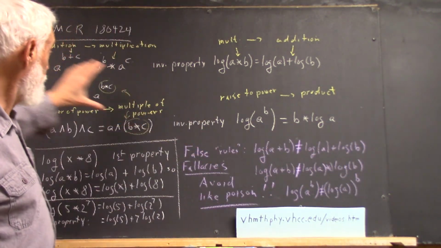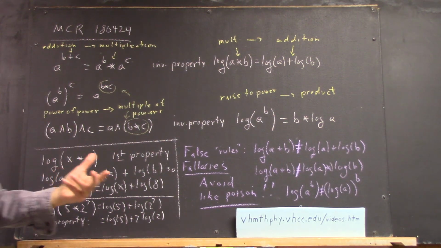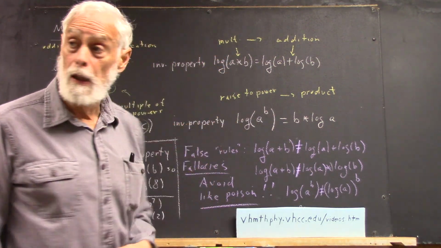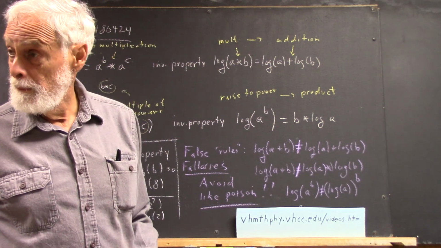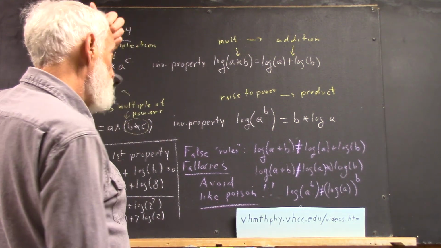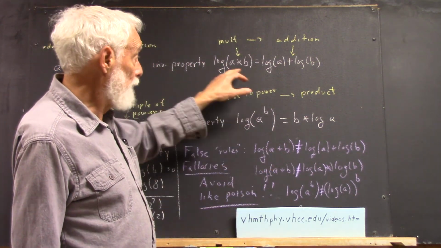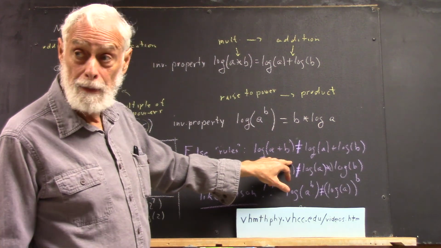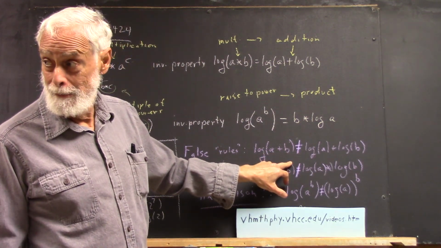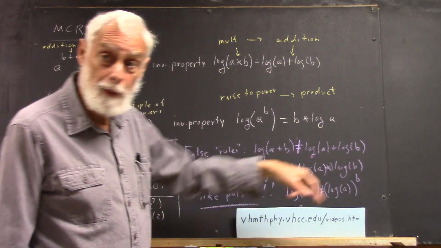Now, whether you understand this in its relation to exponentiation, or just memorize these two properties, that's what they are, okay? There are some false rules. It doesn't say anything about the log of a plus b. You don't have a rule for that. But it's certainly not equal to the log of a plus the log of b.